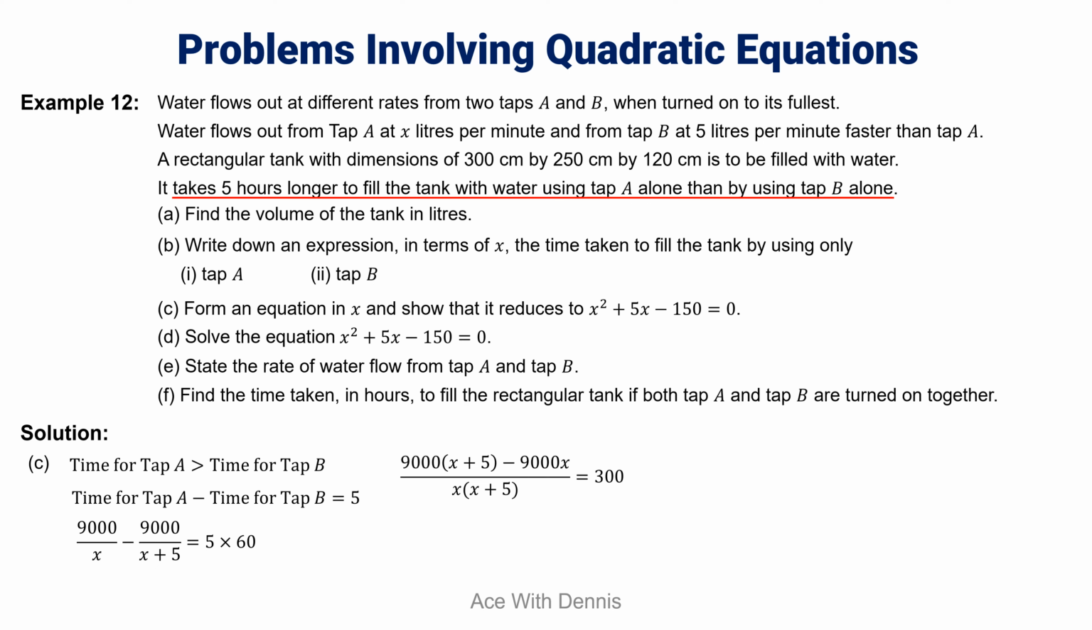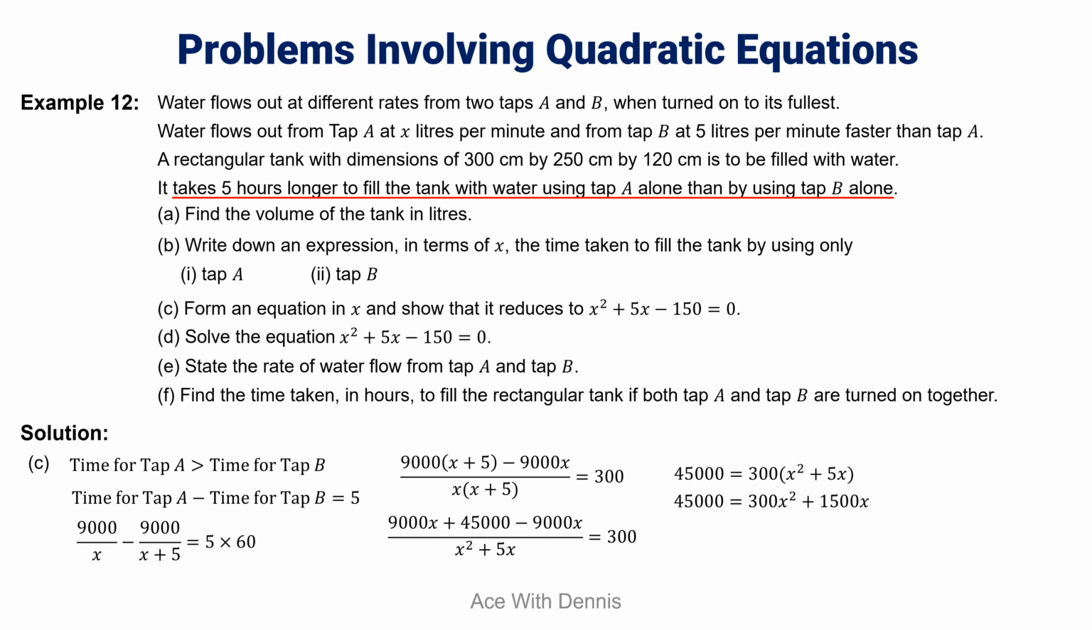Alright, then group the two fractions together. We have 9000 times x plus 5 minus 9000x over x times x plus 5 equals 300. Expand the bracket, we have 9000x plus 45,000 minus 9000x over x squared plus 5x equals 300. Okay, so bring the x squared plus 5x to the right side. The numerator, we have 9000x minus 9000x. You cancel out, only left with 45,000.